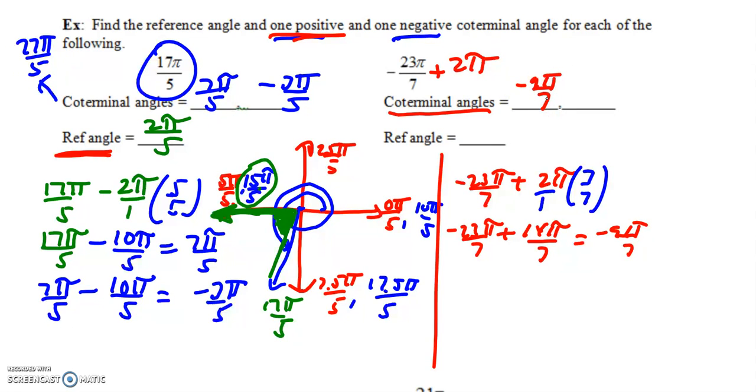But if I want to keep going and find a positive one, I could start where we landed, add another 2 pi, which is 14 pi over 7, and that would be 5 pi over 7.